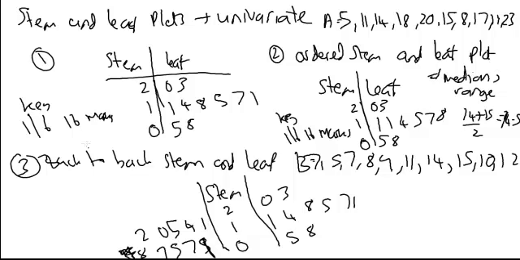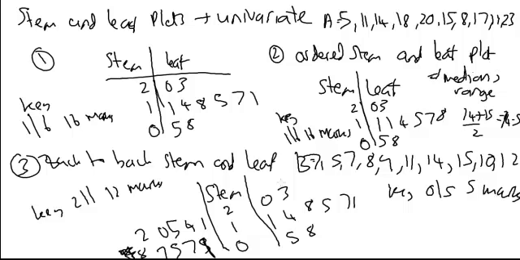So the key on this side is key 2, 1 is 12 marks. And the key here is 0, 5 is 5 marks. And I put leaf. So now we have it. That's it. That is a back-to-back stem and leaf plot.